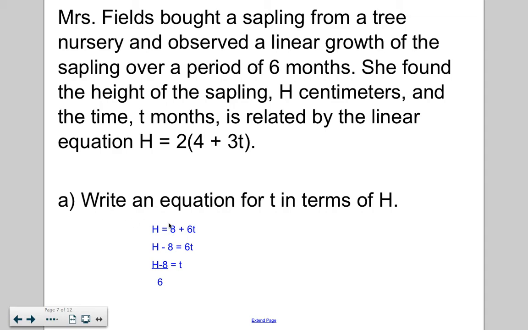So in letter A, write an equation for t in terms of h. Does that kind of sound like what we did in chapter 4 with literal equations? I'm hoping so. Write an equation for t means get t by itself in terms of h. So I took this equation right here, I distributed the 2, I subtracted 8 from both sides, and then divided both sides by 6. So right here, we're still using all those ideas from chapter 3 and 4, and we're connecting them into a new unit where we have multiple variables.